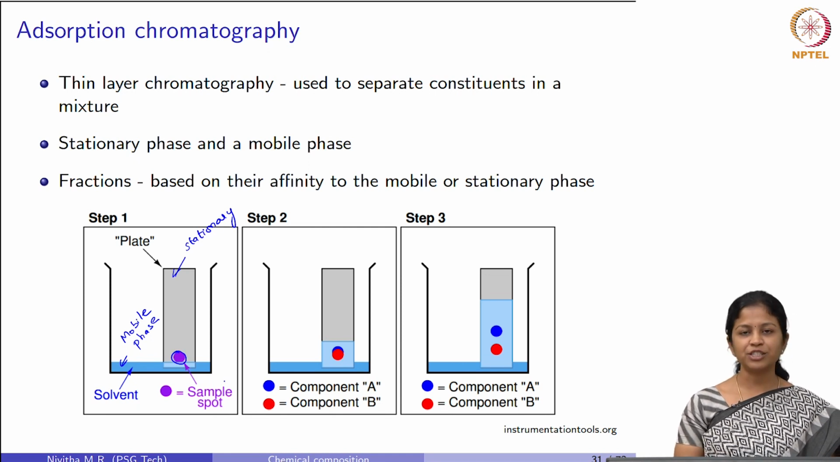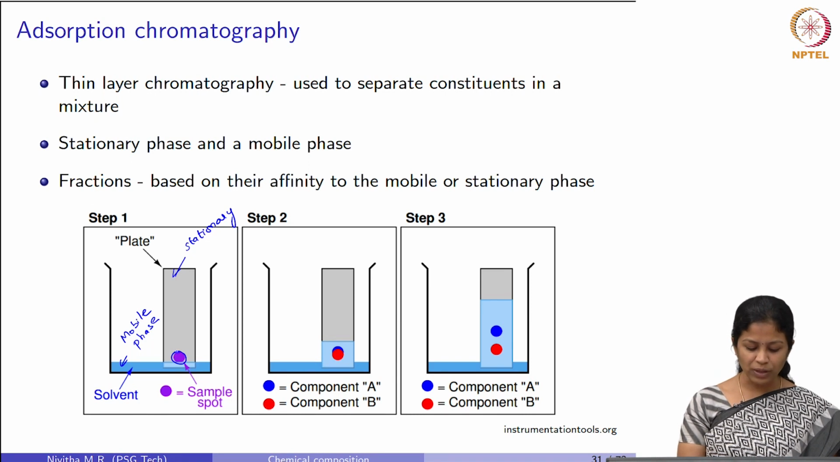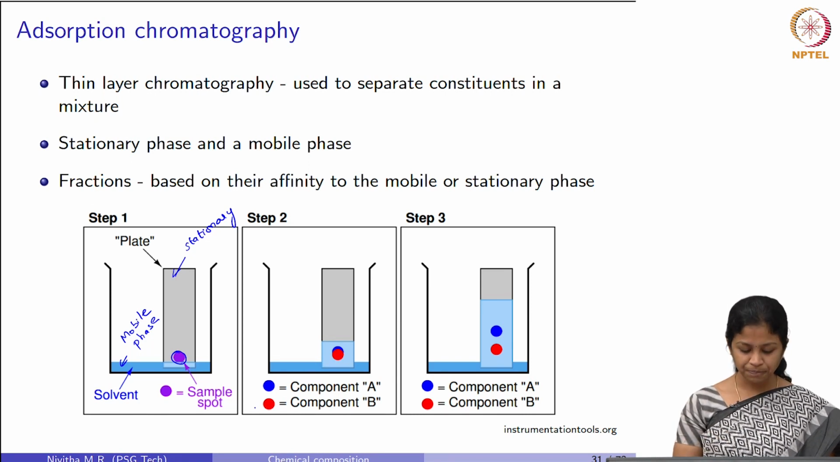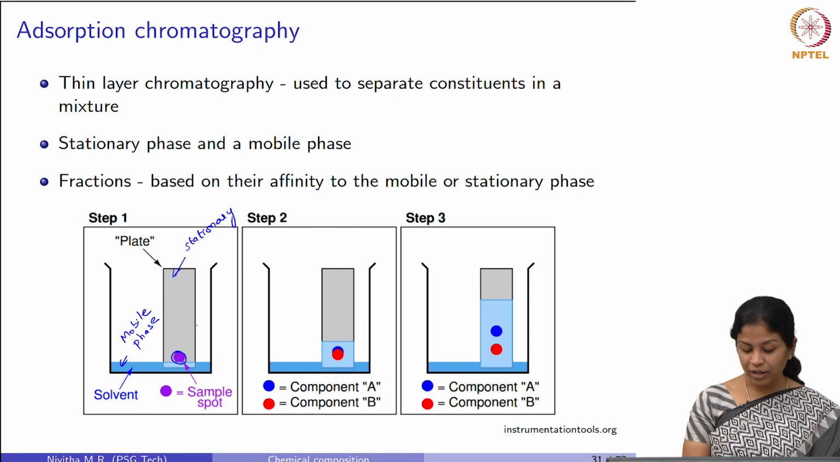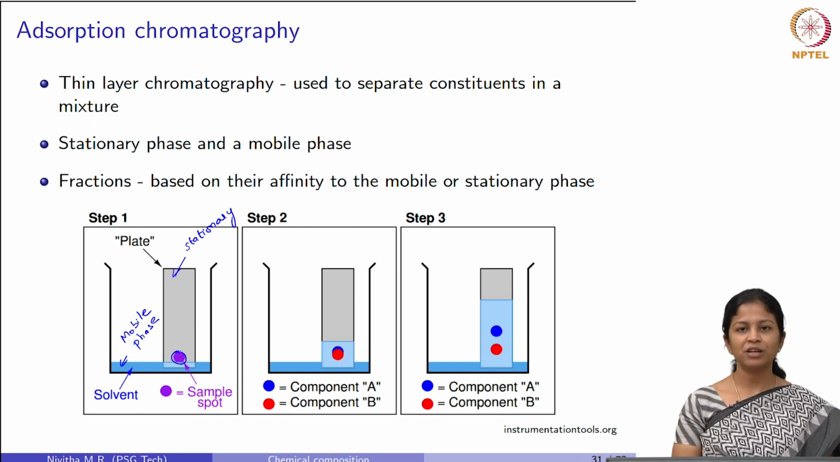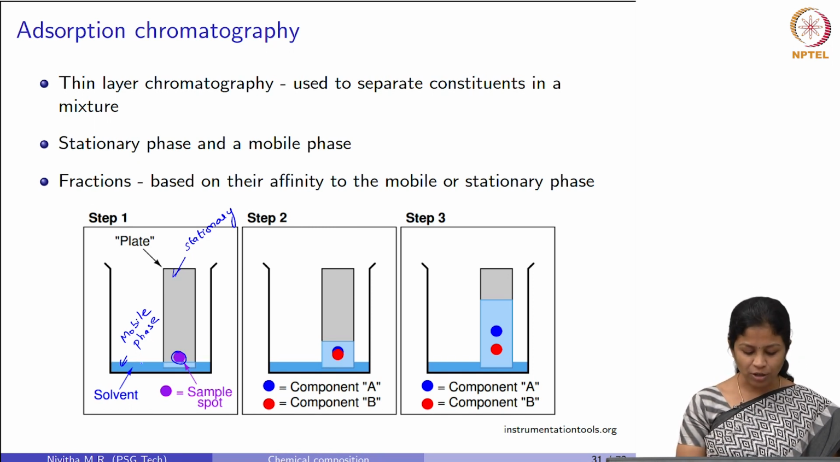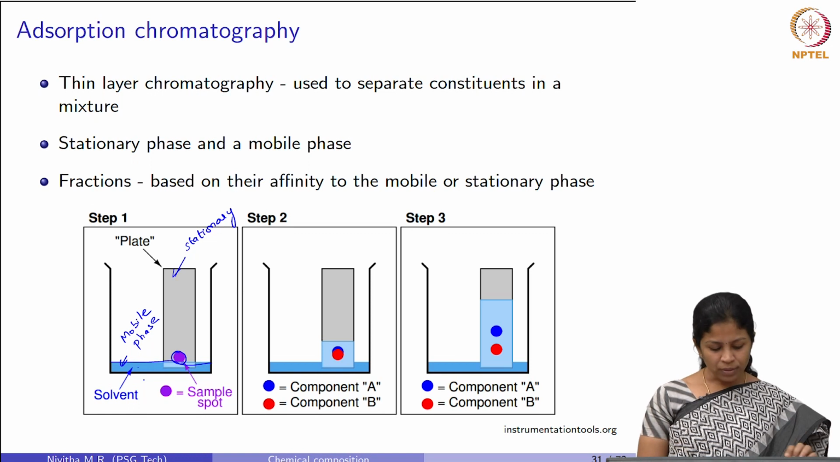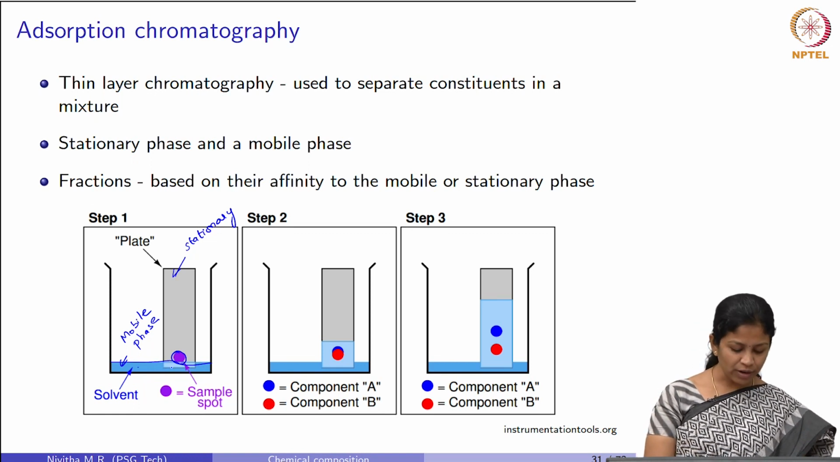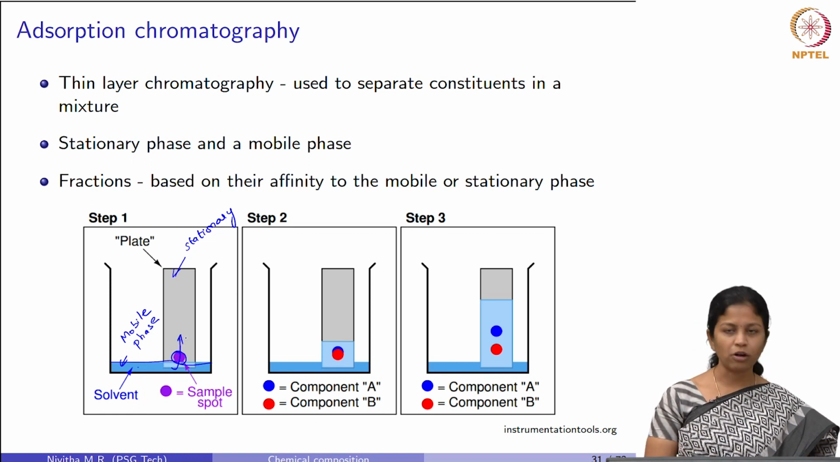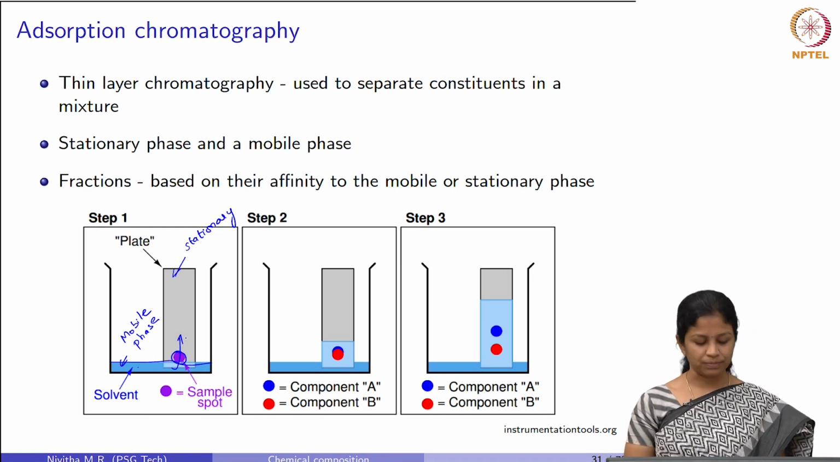So, we have the stationary phase. At the bottom of the stationary phase, we have the sample which is placed as a spot, and then we have a solvent which is filled here. The blue color one what we see here, right, that is the solvent. Now, this solvent tries to rise up this chromatographic column because of capillary action.